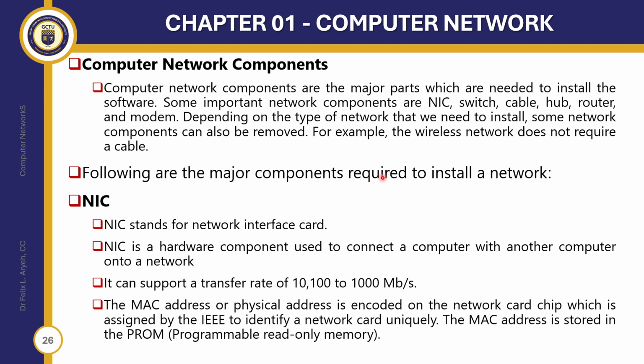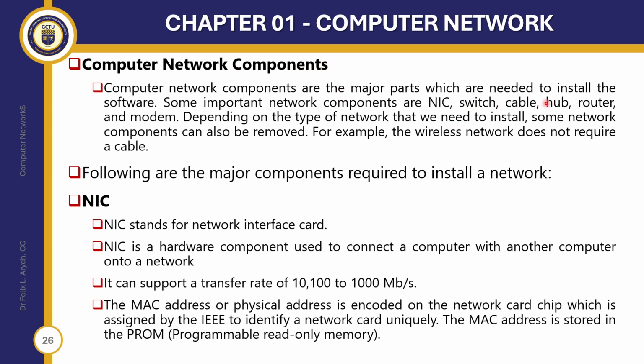Some important computer network components are the NIC, which I talked about, the network interface card, the switch, the cable, the hub, the router, and the modem. I explained them the last time. Depending on the type of network that we need to install, some of the network components can also be removed. We don't need to have all these things. If we just need a hub to do simple local area network stuff, then we would pick a hub or a switch. We don't need a router unless we need it.